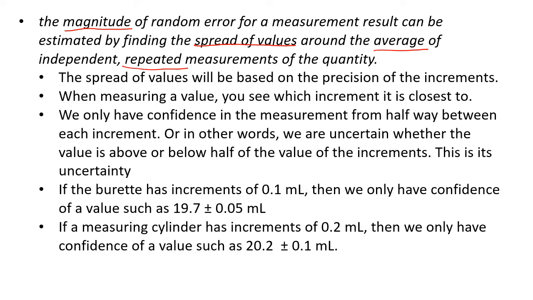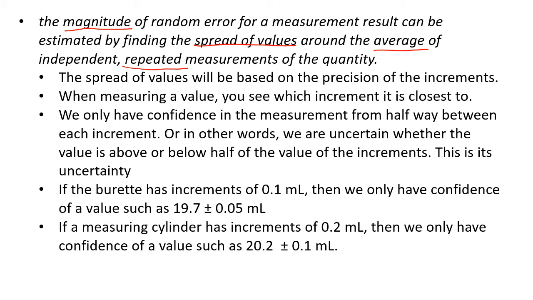When measuring a value, you need to see which increment it is closest to. We only have confidence in the measurements from halfway between each increment. Or in other words, we are uncertain whether the value is above or below half of the value of the increment. That is its uncertainty.